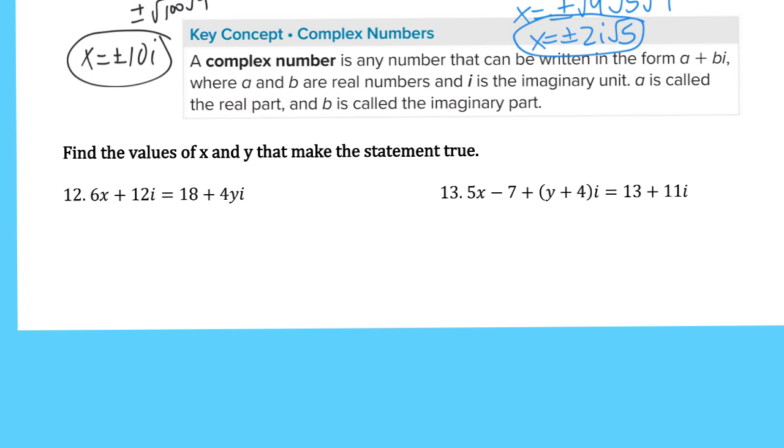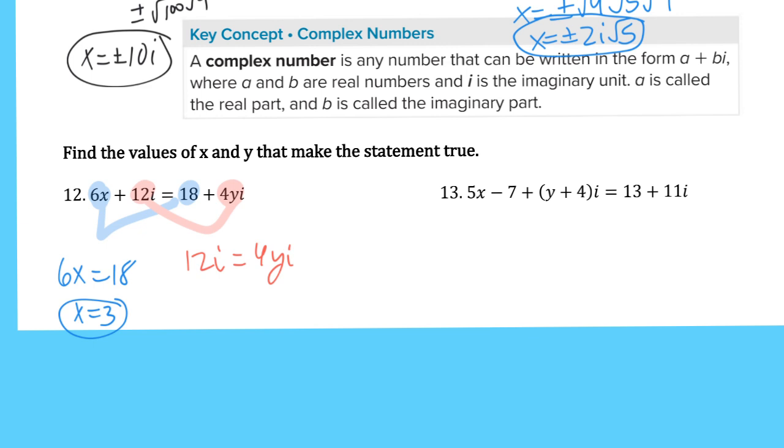Well, if this equation is true, then that means that this real part has to equal the real part in this problem over here. If this is a true equation, the real parts have to be equal, and so will the imaginary parts. So the real parts don't have i's. To be able to solve this, we would write 6x has to equal 18. Divide both sides by 6, x is equal to 3. So if this is a true equation, the real parts must match, and then also so do the imaginary parts. How do you know which ones are matched? They have i's. Look. So if these two terms have to equal each other, we can set them equal and say, that means 12i has to equal 4yi. Say that fast 3 times.